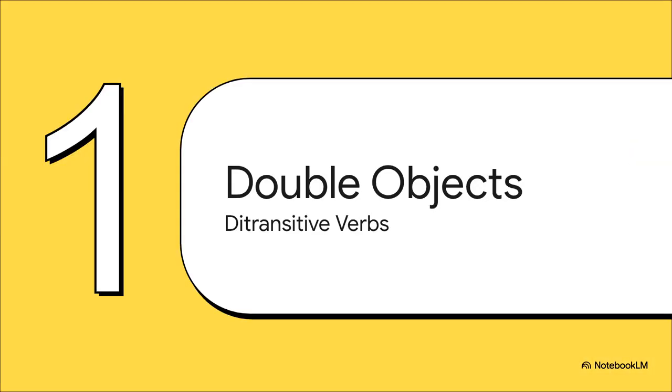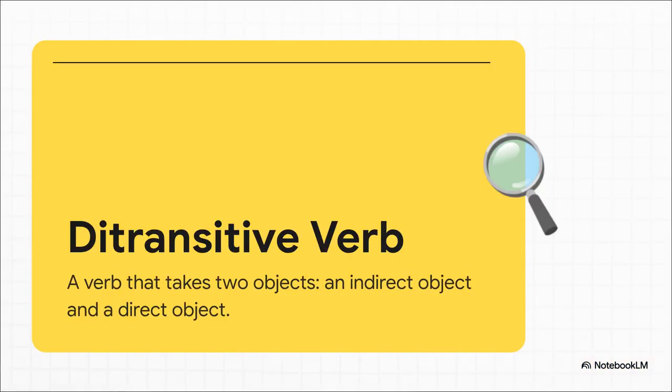All right, section 1, mastering double objects and understanding ditransitive verbs. Let's build our foundation, because we really can't build advanced passive sentences without understanding the active verbs that make them possible. So, what exactly is a ditransitive verb? It's simply a verb that takes not one, but two objects. First, we have the indirect object, which is usually the person who is receiving something. Second, we have the direct object, which is the actual thing being given, sent, shown, or offered.